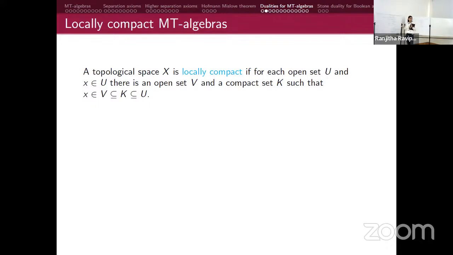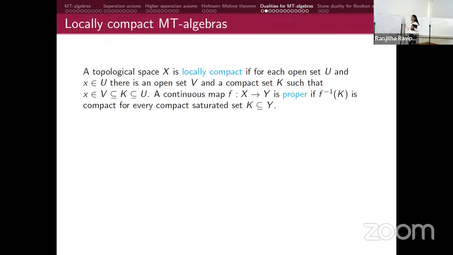I'm going to exactly translate this to my empty algebra version. This is about maps on the compact saturated sets. I say a continuous map is proper if f inverse of K is compact for every compact saturated K. See, f inverse of K being compact is enough, because f inverse of a saturated set is always saturated anyway. So it's just f inverse of compact is enough.